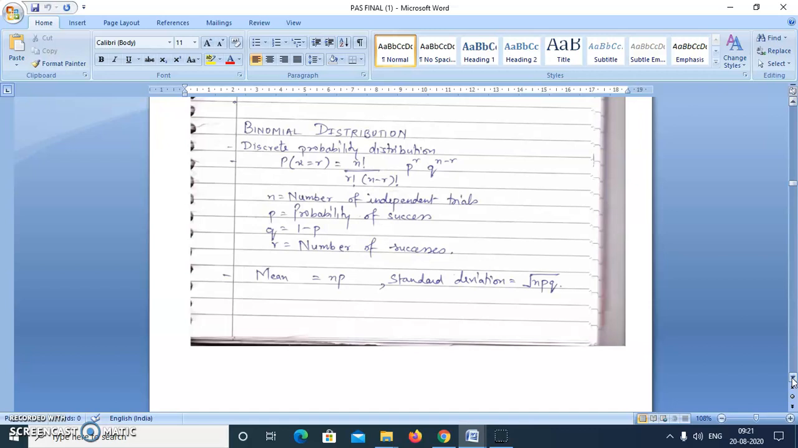It is a discrete probability distribution, and the formula for probability for r successes I have written here: n factorial, nCr p to the power r q to the power n minus r. You must have done it in class 12th. That is n factorial upon r factorial n minus r factorial, p to the power r, q to the power n minus r. You will also have to remember this formula.